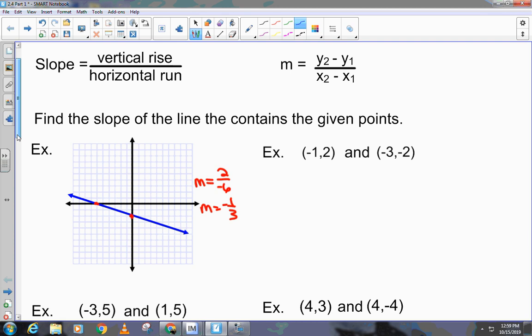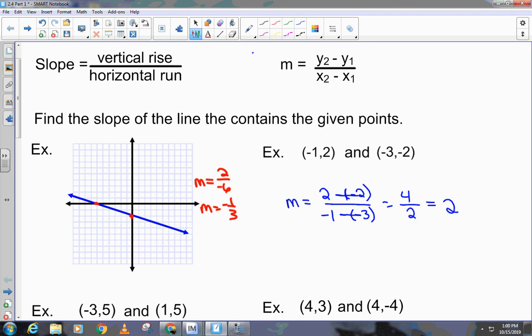Then we can be given a set of points, where we have to use our formula, and it's the difference in the y's over the difference in the x's. And like I said, I don't care which way you subtract as long as you do the y's in the same order as you do the x's. The y's always go on top. So I could subtract 2 minus a negative 2 on top, and then negative 1 minus a negative 3 on the bottom. When you subtract a negative, it becomes positive, so that becomes 4, and then negative 1 plus 3 is a positive 2. 4 divided by 2 is 2.